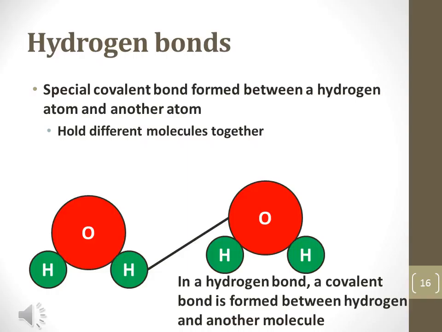Hydrogen bonds are a special type of polar covalent bonds between a hydrogen atom and another type of atom in a neighboring molecule. Water is an example of a molecule that formed a hydrogen bond. Hydrogen bonds are the weakest type of bonds.